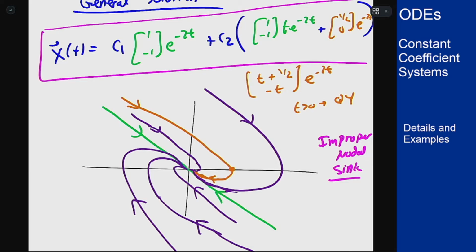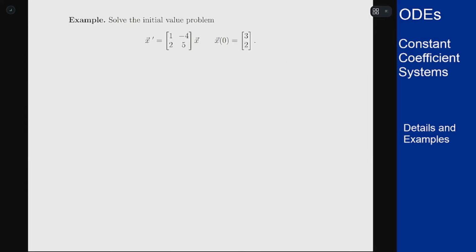That gives us one example that involves repeated roots. For a second example, we're going to solve an initial value problem, but we will still sketch a phase portrait anyway to round out the problem. We have the problem here, x' = [[1, -4], [2, 5]] x, with the initial condition at (3, 2).